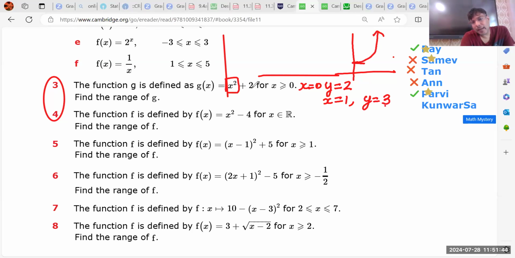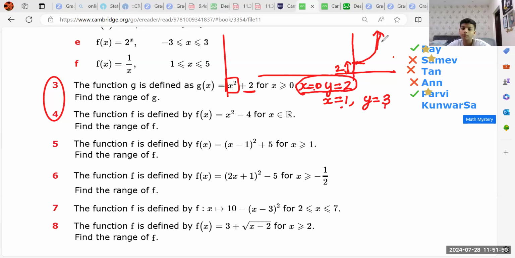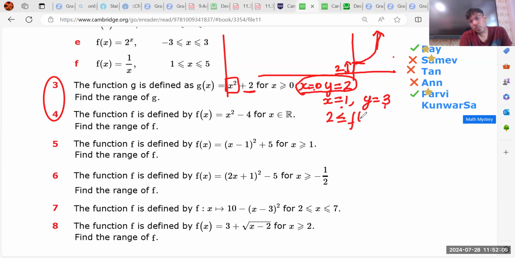I had shown you the graph also. Whenever it is +2, it is lifted up by 2 units. So if you see the graph, then also you will get this. If you don't see the graph, you just see x equal to 0, y will be equal to 2, x equal to 1, y will be equal to 3. So from then on it will keep increasing. So the range will be from 2 to g of x. It will be 2 to infinity.